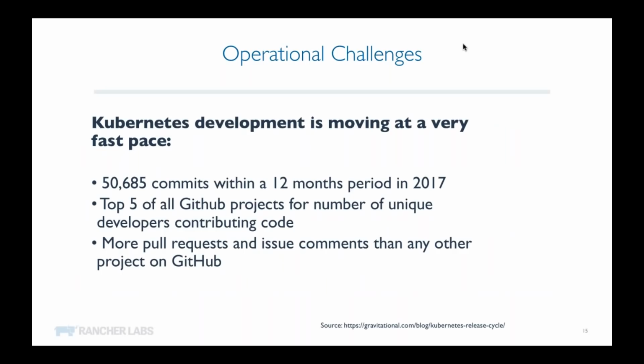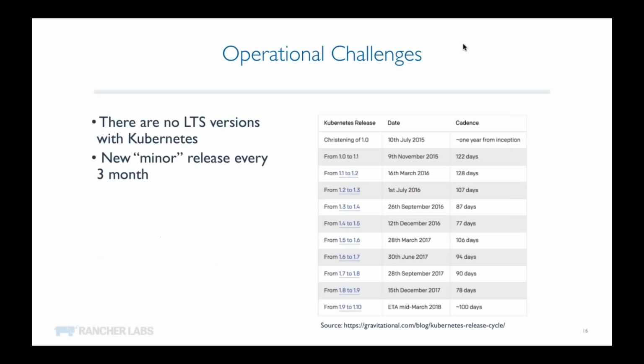Another challenge that people are facing with Kubernetes is the very fast pace of its development. The Kubernetes project on GitHub is one of the top 5 projects in terms of developers and commits. And if you look at the release cycles, you can see that there's a new minor release every 3 months, and minor is not really what it actually is. So there are changes in the API. There are new features even in the minor releases. So this happens every 3 months.